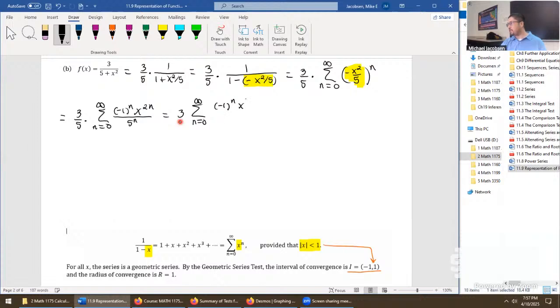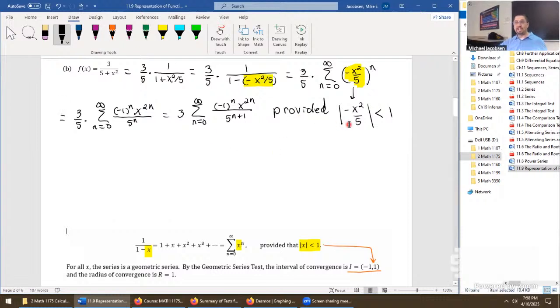-1 to the power of n, x to the power 2n forms the numerator. It's divided now by 5 to the power n plus 1. So this is the format of 3 divided by 5, with x squared. Really bizarre looking function. And here's the last part for our domain. This works provided this part, negative x squared fifths, doesn't exceed 1 in absolute value.